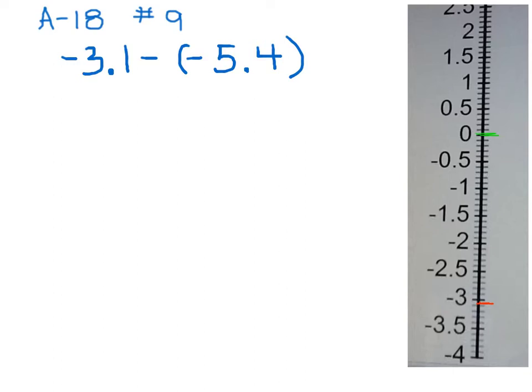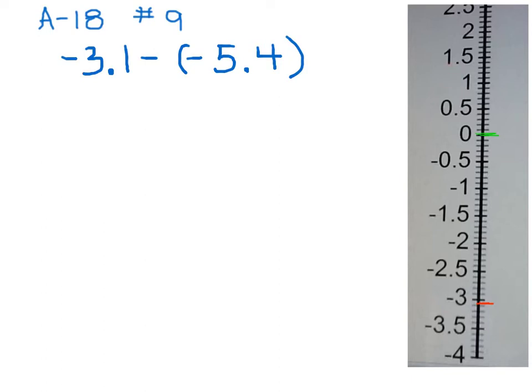And now I'm going to subtract from that a negative. So this first subtraction tells me I'm going to go down from there. But then I have another subtraction which says, hold on, put it in reverse. Now we're going to go up 5 4/10.